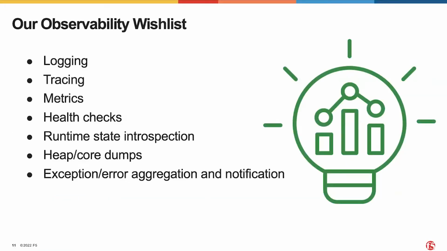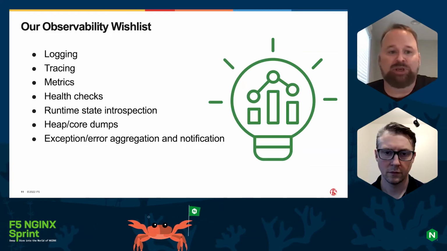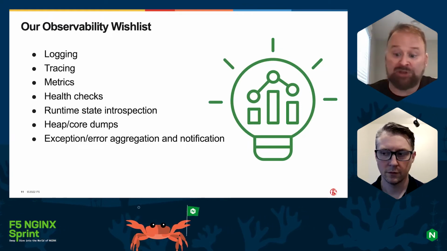So with all that in the back of our minds, we came up with our observability wish list. So the things we wanted to do is we wanted to have logging and tracing and metrics. Additionally, we wanted to do health checks. We wanted to be able to do runtime state introspection. We wanted to be able to get heap core dumps to go through and debug. And we wanted a way to process for exception and error logs, to aggregate those and produce notifications where necessary. And since this was a wish list, we went big. So here's all the things we were looking for.